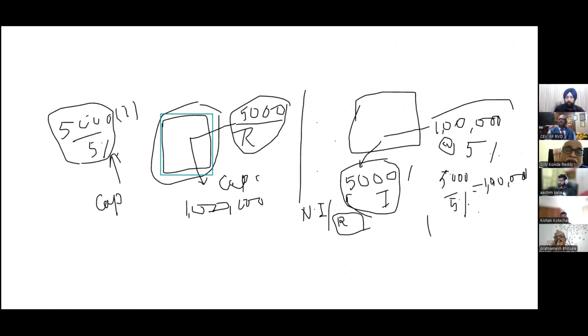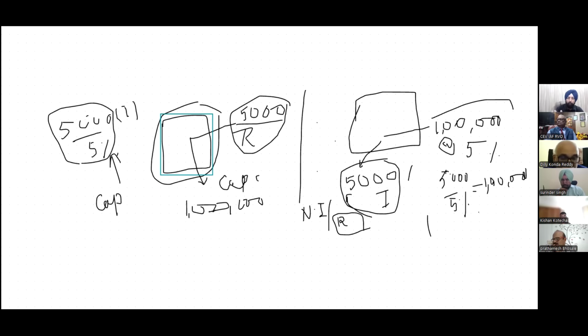Sir, it is per annum. This is just an example, not the actual case, sir. This is just to make things clear to you. That is what capitalization is. Sir, that's how net income works. Sir, we have to take net income into consideration.